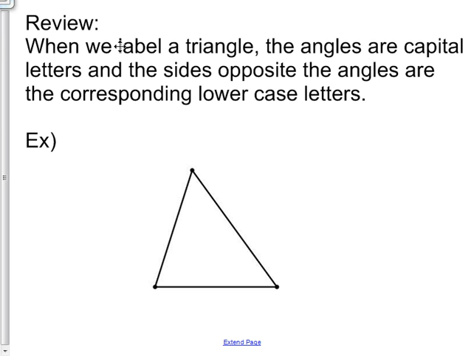Alright, let's take a second just to review. So when we label a triangle, the angles are capital letters, and the sides opposite the angles are the corresponding lowercase letters. So if I make this angle, angle A, the side opposite to it will be side a, but it's lowercase. If I make this angle B, the side opposite to it will be lowercase b, and this is angle C, this would be side lowercase c.